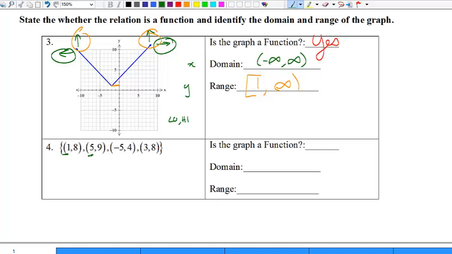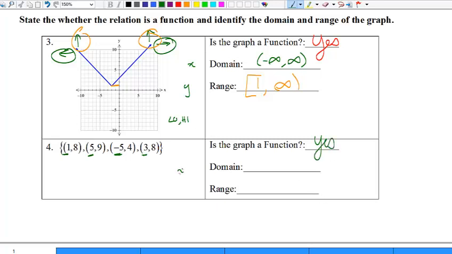The next one says, is this graph a function? Well, we have all of my x values here: 1, 5, negative 5, and 3. None of those repeat. If one of them repeated, they would have to go to the same y value, but each one of these x values is unique, and no x value is trying to date two different y values, so yes, it is a function.